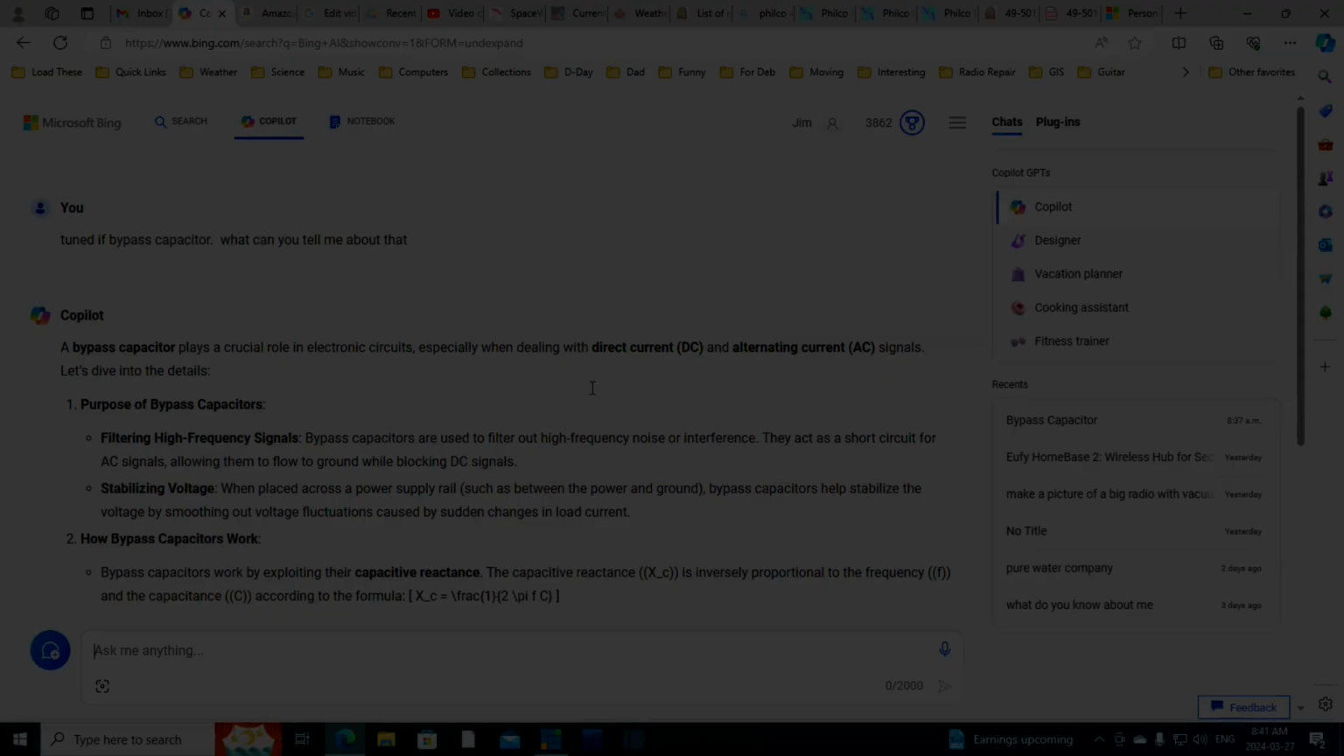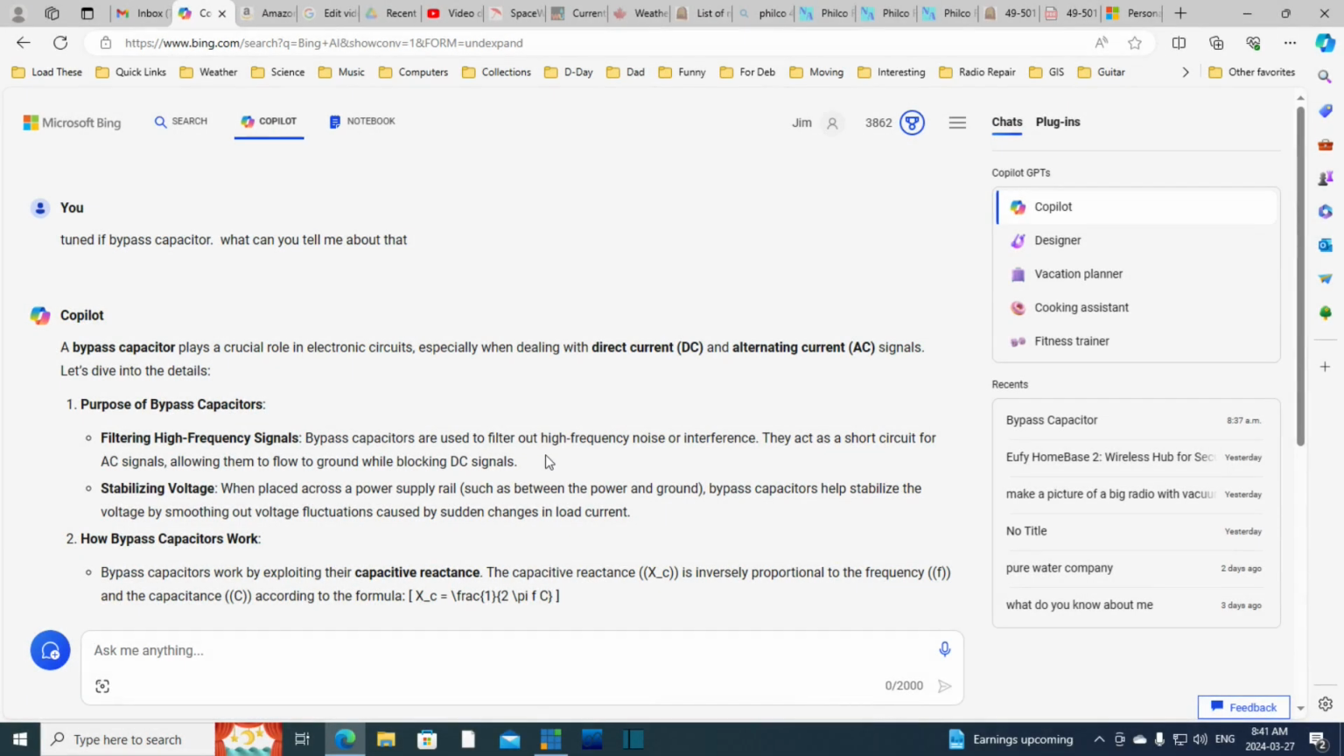radio. The reason I want to show you this is because it's so easy and it's so effective. It's really flooring me. So this is in Microsoft's browser. Their AI is called Copilot. That's the name they use for it. So look what I wrote in here. This is what I asked it, just like this: Tuned IF bypass capacitor. What can you tell me about that?